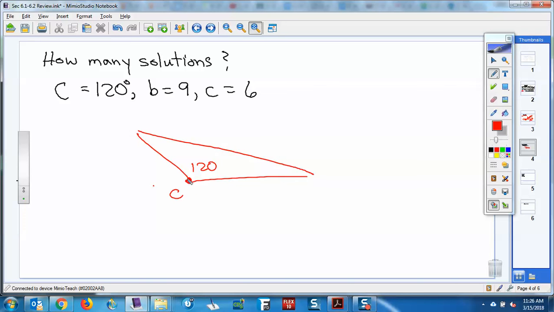So remember we said always draw that. It is 120. It's not important that you draw that as an obtuse, but it may help. The 6 would go here. The 9 would go here. Okay, so now it is obtuse, which tells you what? Well, no, it doesn't tell you there's only one. It tells you that there can't be 2, right? If you have an obtuse angle in there, there can't be 2. But there could be 1 or none, right?